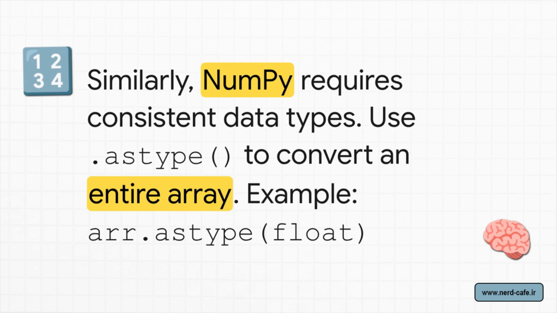And it is the exact same story with NumPy, which is the powerhouse library for all things numerical in Python. If you have a big array of numbers that are accidentally stored as strings, you use the exact same .astype method. It converts the entire array to a consistent numerical type, which is a must-have for most mathematical models.